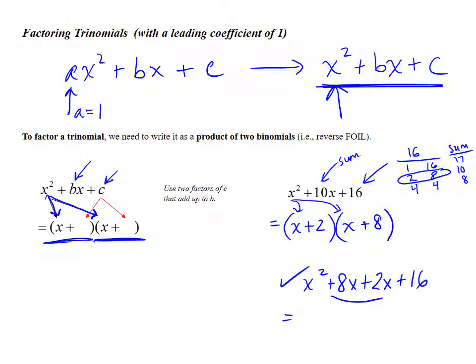Combine the middle terms, we get x squared plus 10x plus 16, and compare that to where we started. That is exactly where we started, so that checks. So our final answer, when we factor the trinomial x squared plus 10x plus 16, is a product of these two binomials, x plus 2 times x plus 8.